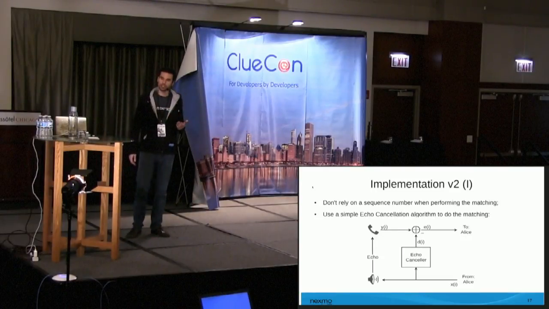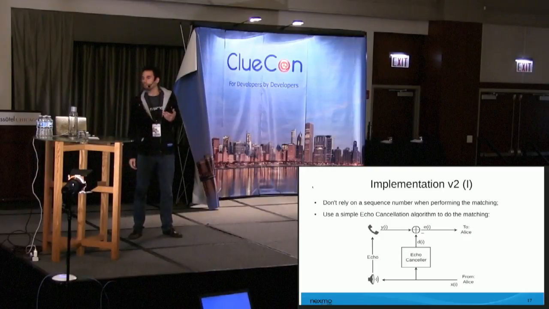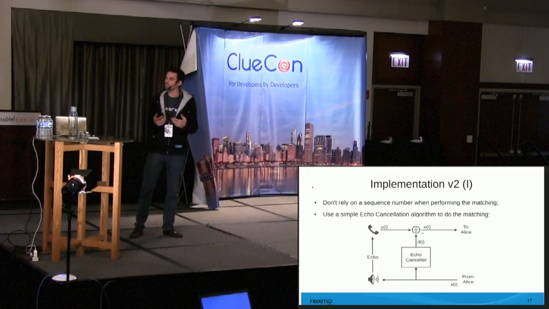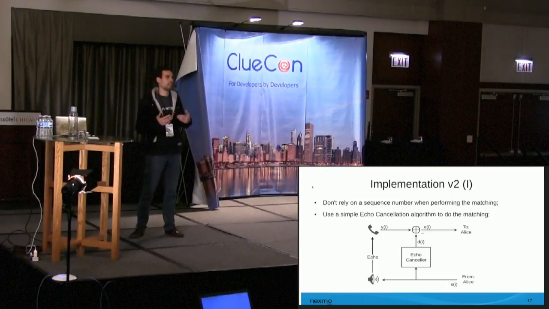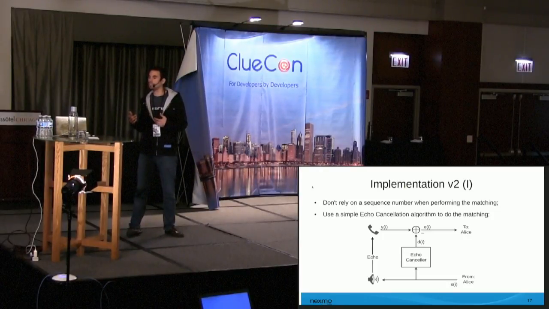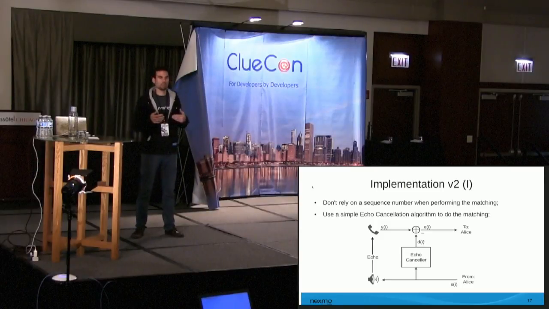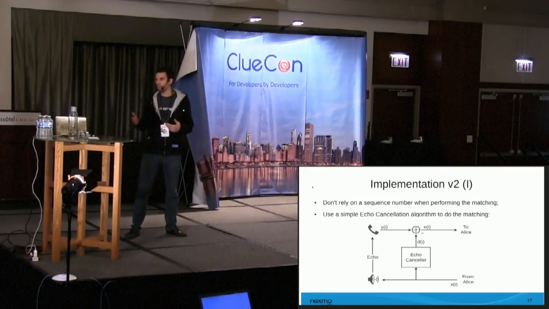So for the second iteration of the implementation, we set out to implement the algorithm getting rid of the sequence numbers. Our thinking was that the less information we put on top of the data, the fewer problems we would have in the future integrating with real world use cases.